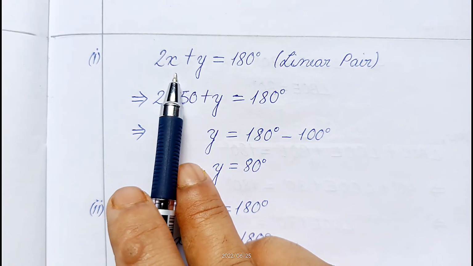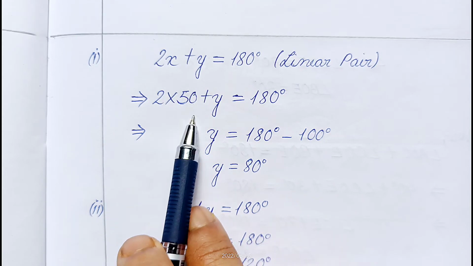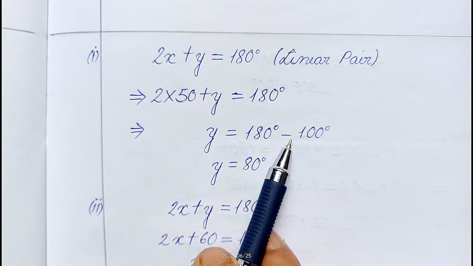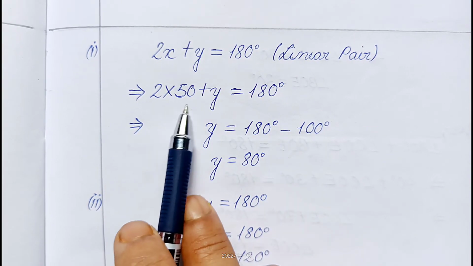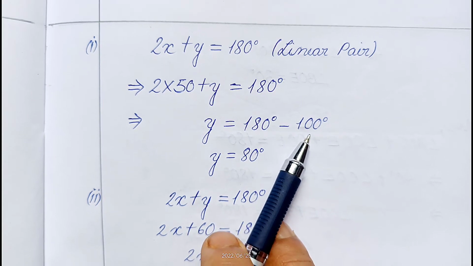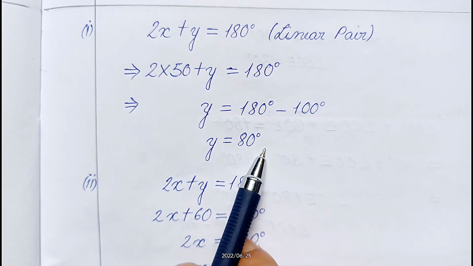Now in the first part it is given X is 50 degree. So 2 into 50 plus Y will be 180. So Y equals 180 minus 100, because 2 into 50 is 100, and 100 when transferred to the other side becomes minus 100. So Y equals 180 minus 100, which is 80 degree.